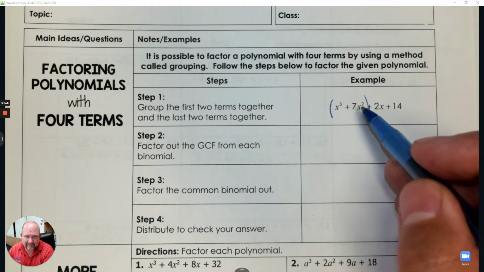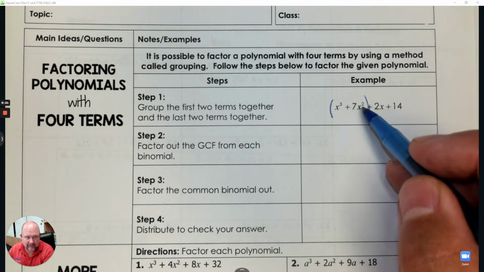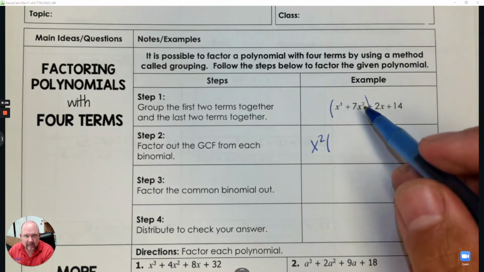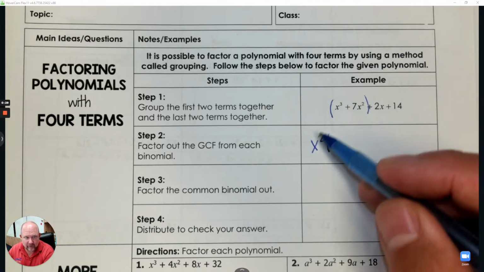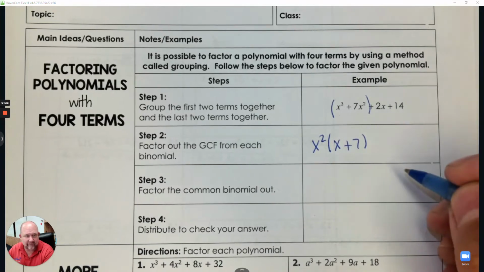So 1 and 7. The other is the algebra, and they have at least how many? So take the least one, and it's x squared. So they both have at least two x's. Divide. So x cubed divided by x squared is 1x. Divide again, and it's 7.